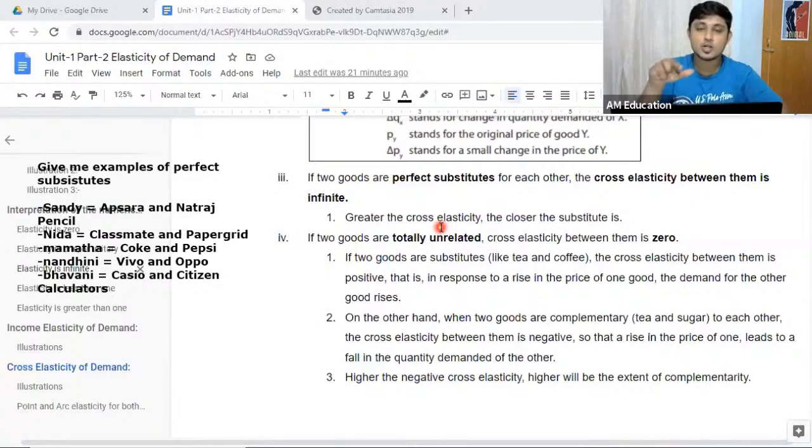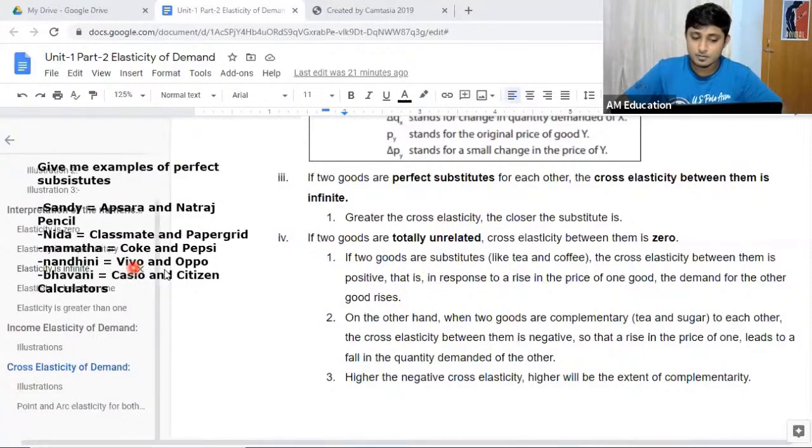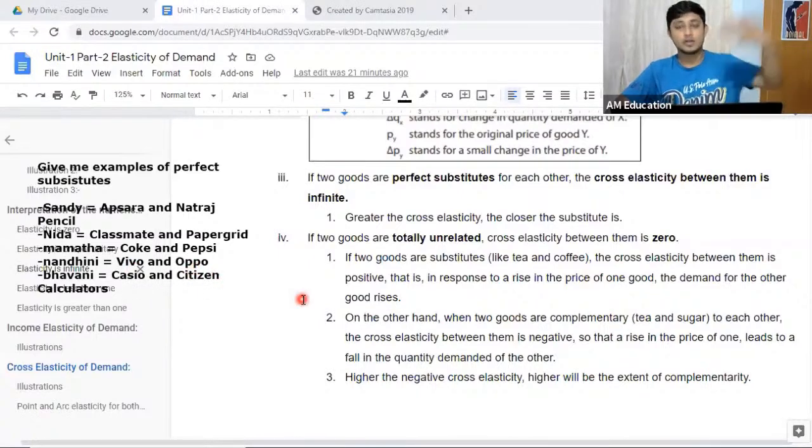Change in quantity of X by original quantity of X, divided by change in price of Y by original price of Y. So by doing this, we get a number, right? That number, the greater it is, the closer the substitutes are. So if we did a sum between Vivo and Oppo, and the number is 5 or 10 or 100, the bigger the number it is, the closer these substitutes are, it seems. That's what he wanted to tell.